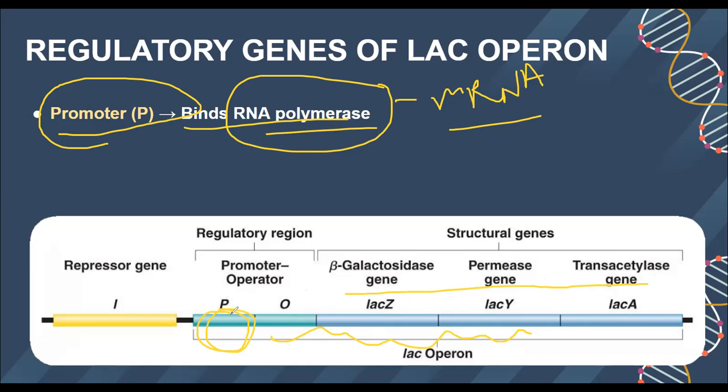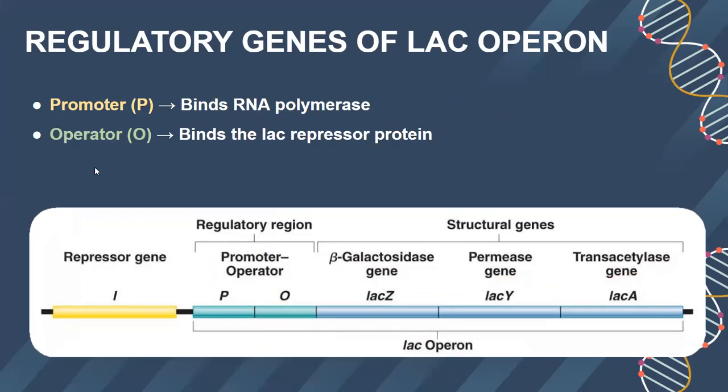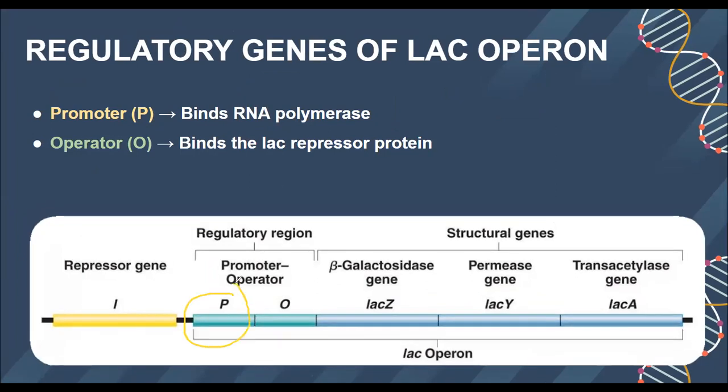So the promoter is over here, which will bind the RNA polymerase, and it will help in the transcription process. Basically, mRNA will be made by this binding of the RNA polymerase. What is this operator region doing over here? Promoter binds RNA polymerase, whereas the operator region, if you will see, binds the lactose repressor protein. Now, what is this lactose repressor protein?